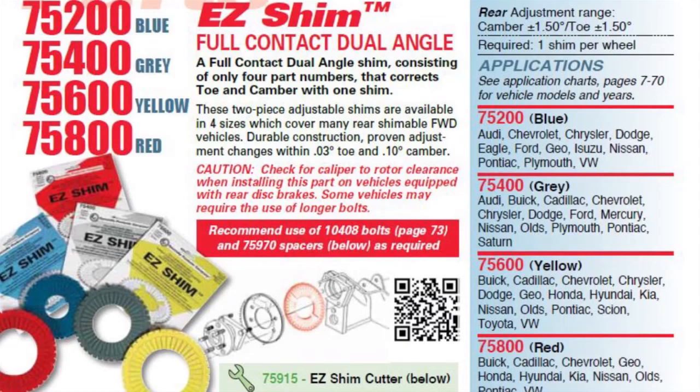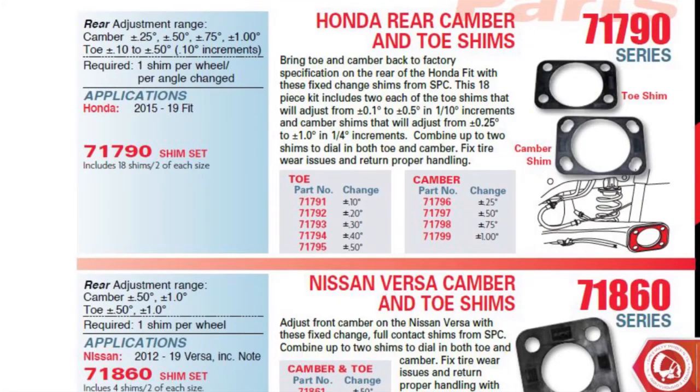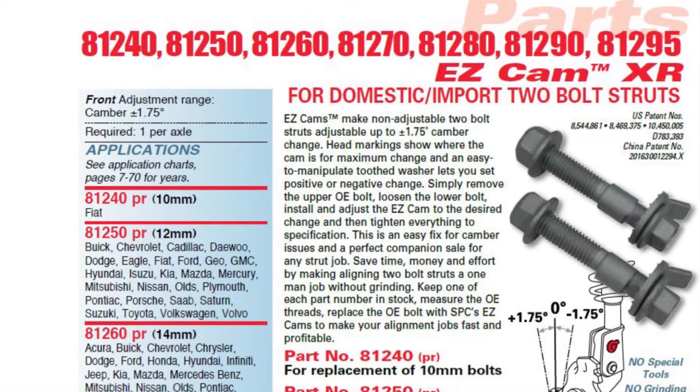Each shim comes with a detailed instruction sheet that illustrates proper installation. Some axle hubs need individual size shims for better fitment. We offer many styles of alignment shims that provide accurate correction. Front-wheel drive vehicles that feature a non-adjustable 2-bolt strut are easily aligned with the SPC Easy Cams.